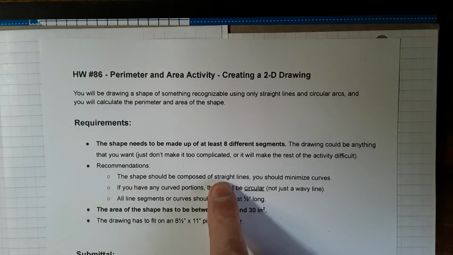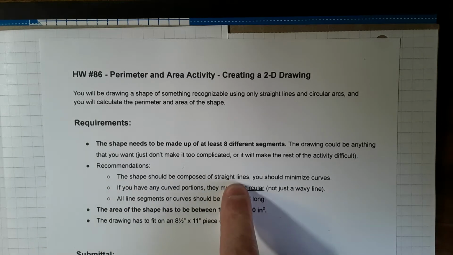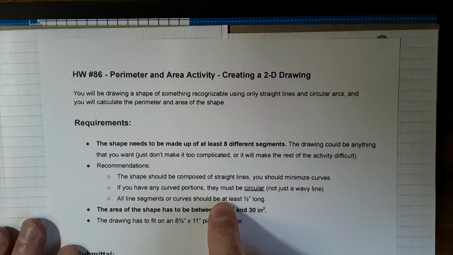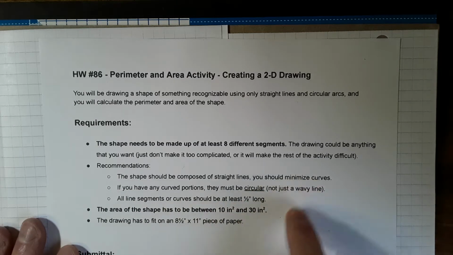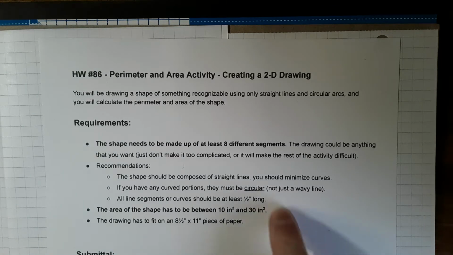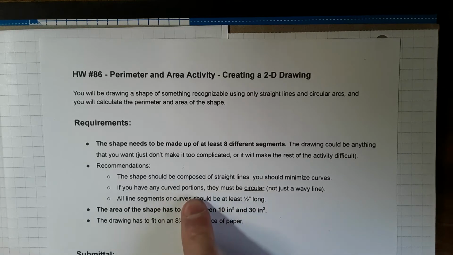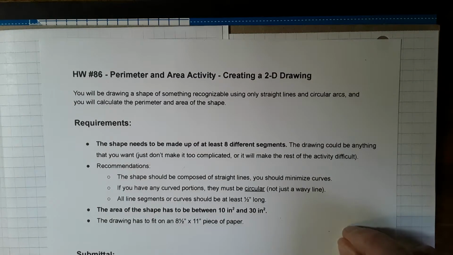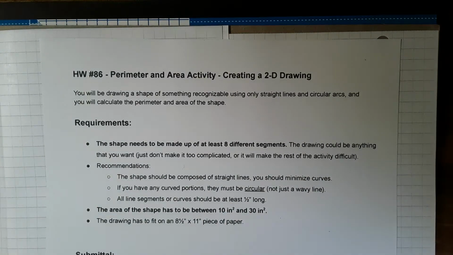Recommendation, mostly I would say straight lines. You'll see when I do the activity why curves will make it more difficult. So if you do put some curves in, I would try to minimize that. They need to be circles or parts of circles. If you do any curved portions, you can't just do a wavy squiggle because we don't know how to find the length of wavy squiggles.